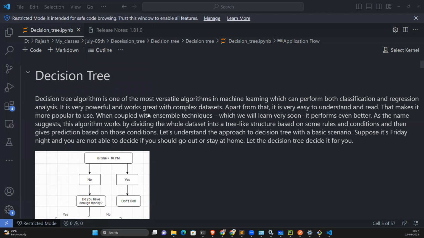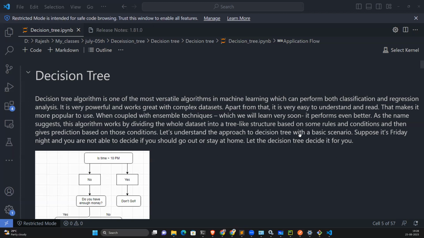Now, what is the decision tree algorithm? Decision tree algorithm is one of the most versatile algorithms in machine learning, which can perform both classification and regression problems. I think this is a very common question, and I should not need to answer what is a classification and regression problem, right? It is very powerful and works great with complex datasets. And apart from that, it is very easy to understand and read. I can explain this part. Why I'm saying it is very easy to understand. That makes it more popular to use.